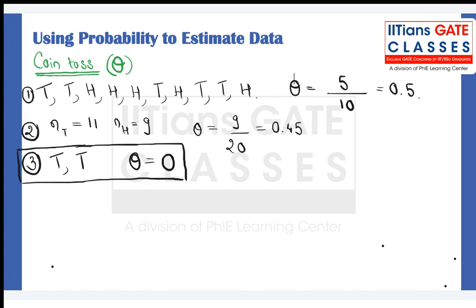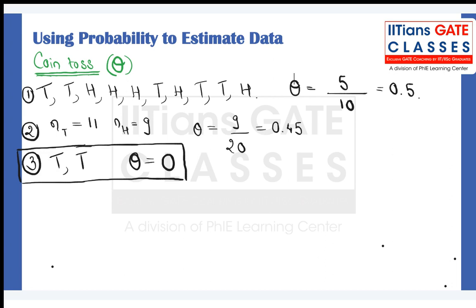Why was it 0 now in the third experiment? What was the reason behind having 0? You had lesser data, correct? You only did 2 experiments. If you had done more experiments, you would have had more data. If you had more data, your estimate of theta would have been better, correct? So that is why every time in machine learning, the more the data, the better your model will be. Okay, fine.